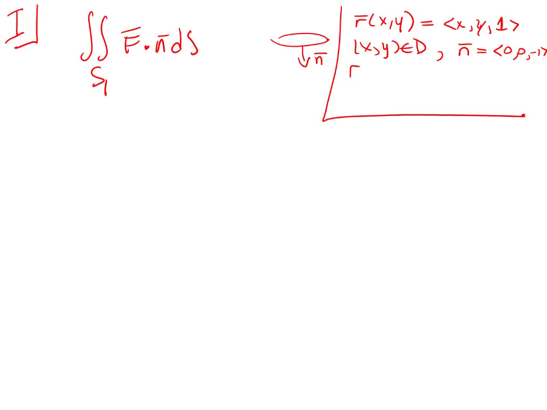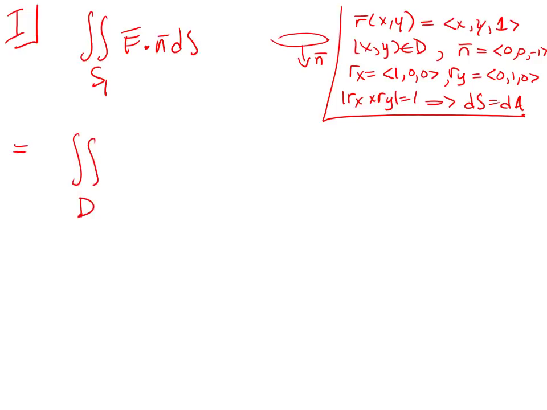What's the change of variables? Well, r_x is just 1, 0, 0 and r_y is just 0, 1, 0. And so the magnitude of the cross product is 1, which means that dS equals dA. You don't have to do this every single time, but whenever you have a flat region parallel to a coordinate plane that's parametrized by the coordinates in that plane, then dS equals dA. Okay, so now we can write this more concretely as a double integral over D of F of r of x, y dot minus k dA.